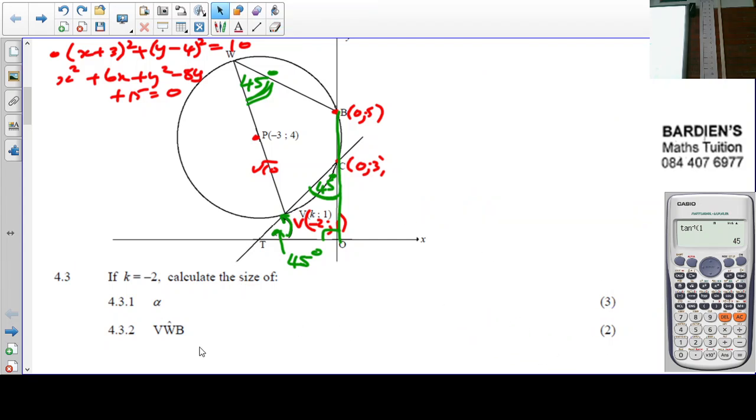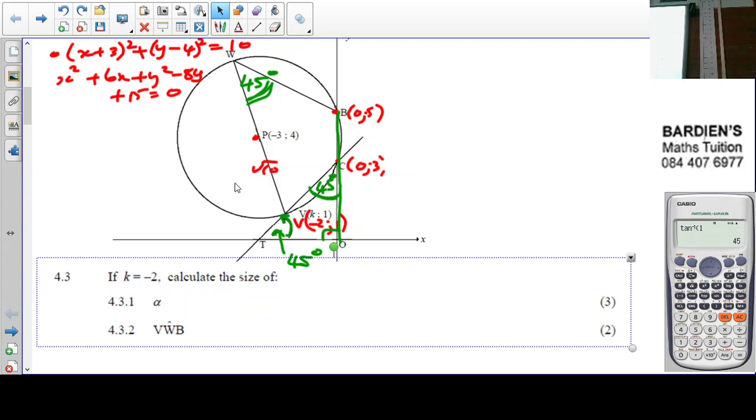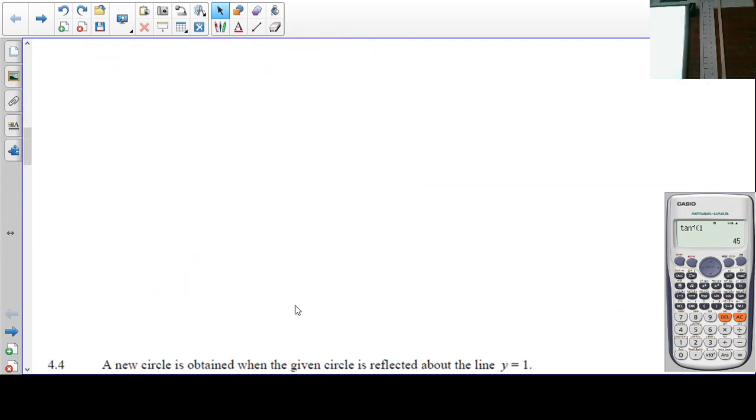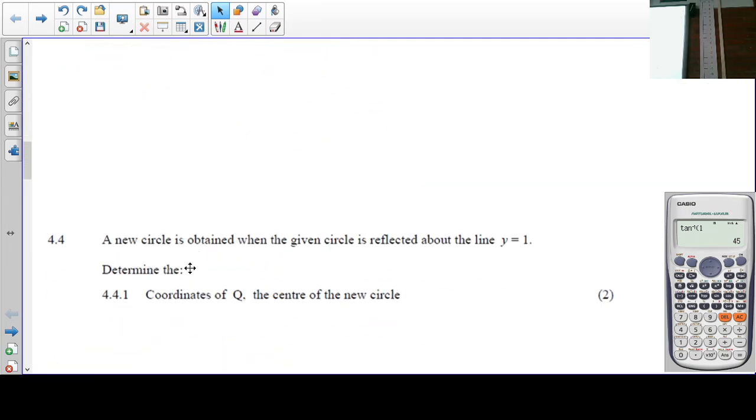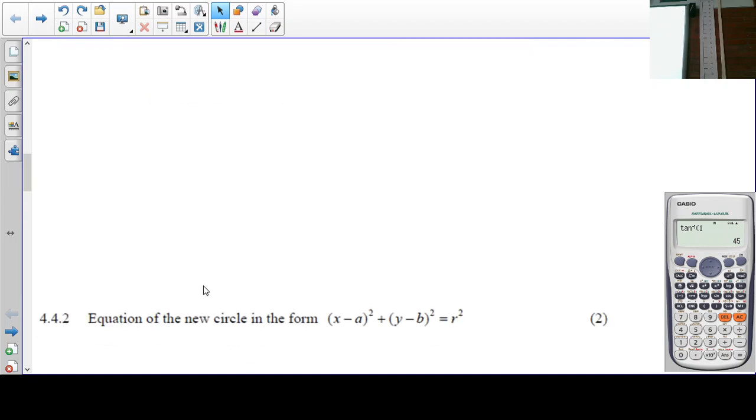I needed to take it off again. Let's delete that. That is 4.3. Question 4.4. Let's get the other part here.